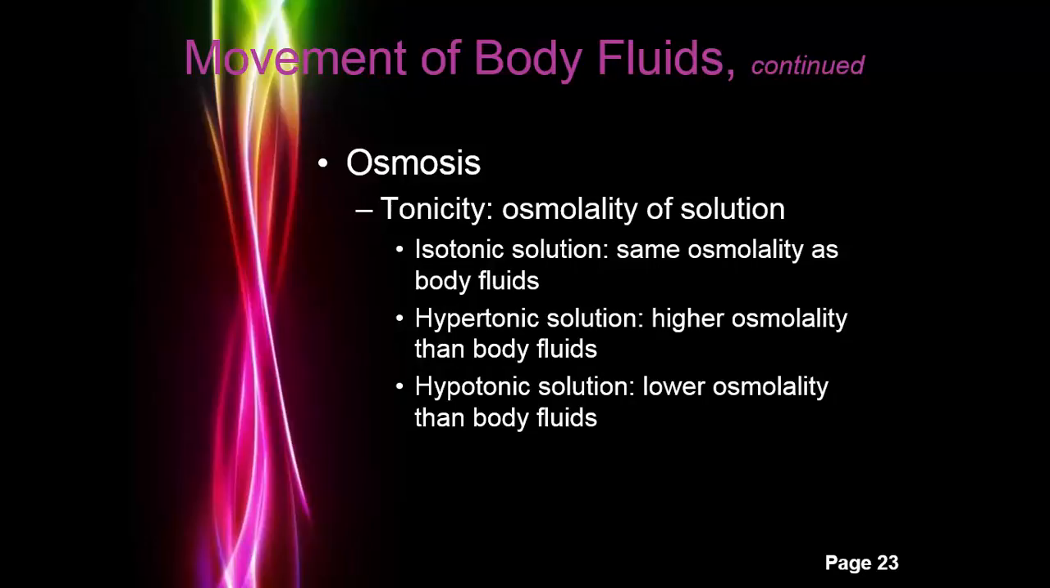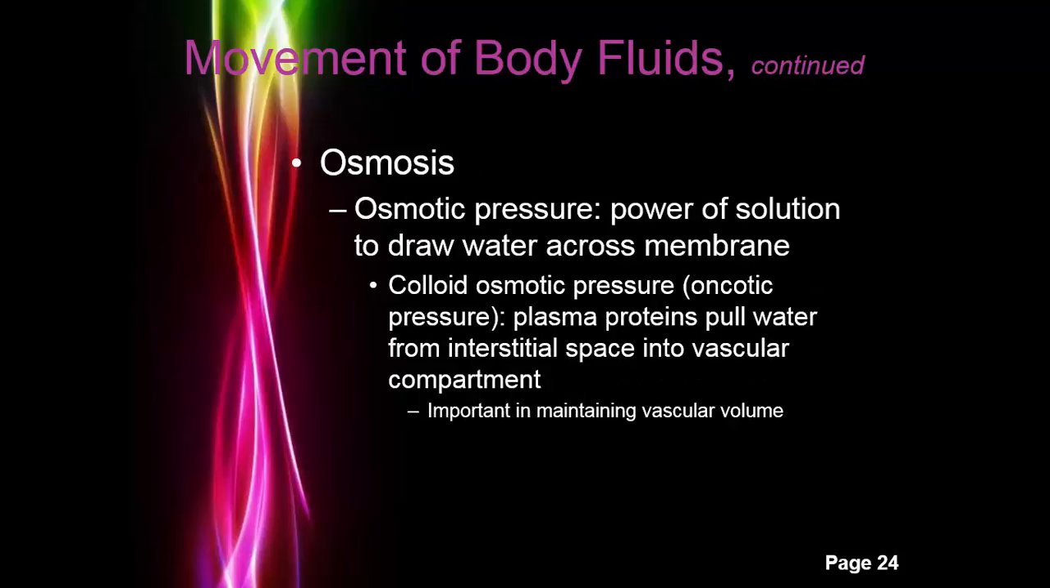All right, so tonicity is the osmolarity of a solution. Your isotonic solution has the same osmolarity as your body fluids, and remember, your example is normal saline. Your hypertonic solutions have a higher osmolarity than body fluids. An example of that could be 3% sodium chloride. Your hypotonic solutions have lower osmolarity than the body's, and again, your example of that is half normal saline.